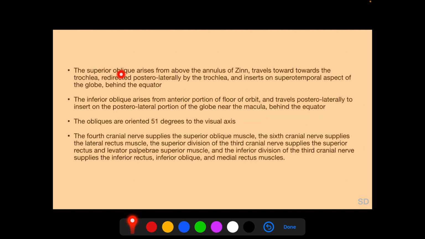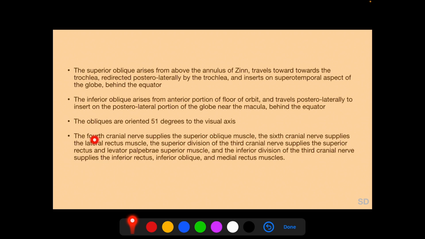The superior oblique muscle arises from above the annulus of Zinn, travels forward towards the trochlea, is redirected posterolaterally by the trochlea, and inserts on the superotemporal aspect of the globe behind the equator of the globe. The inferior oblique arises from the anterior portion of the floor of the orbit and travels posterolaterally to insert on the posterolateral portion of the globe near the macula behind the equator of the globe. The obliques are oriented 51 degrees to the visual axis in the primary position of the eye.